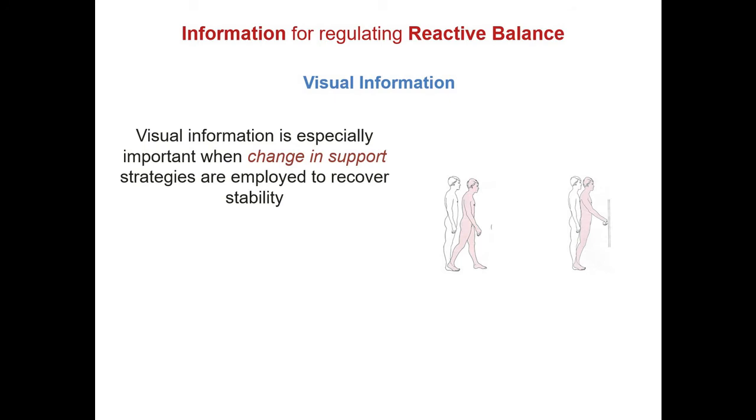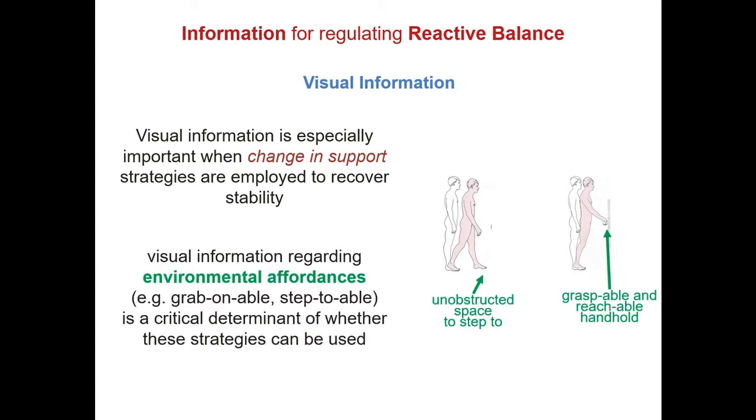Visual information is especially important when a change in support strategy is required. This is because visual information regarding environmental affordances is a crucial determinant of whether or not these strategies can be used. For example, visual information is needed to perceive whether a particular part of the ground that surrounds a person is safe to step onto. Visual information is also needed to perceive if a particular nearby surface is grasp-onable, and therefore can act as a handhold.